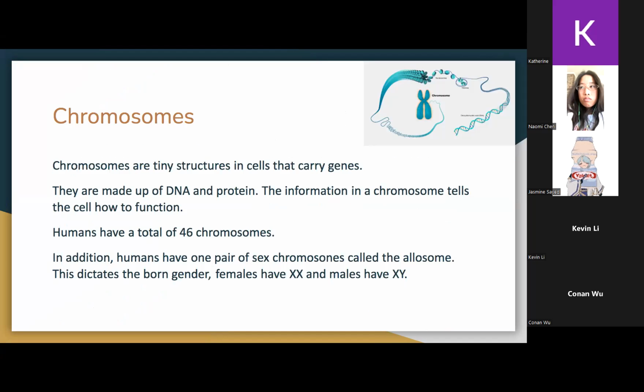Chromosomes are tiny structures in cells that carry genes. They are made up of DNA and protein. The information in a chromosome tells the cell how to function. In fact, humans have a total of 46 chromosomes. In addition, humans have one pair of sex chromosomes called the allosome. This dictates the born gender. Females have XX and males have XY.